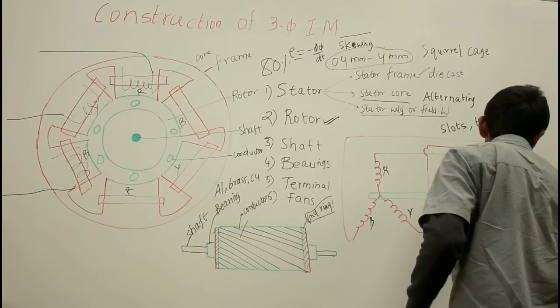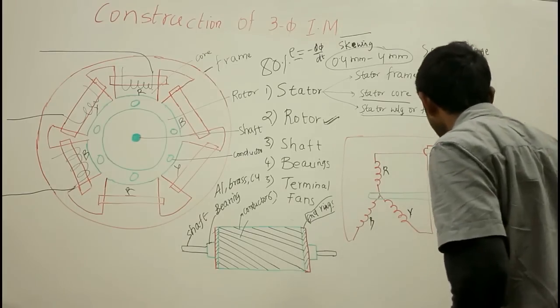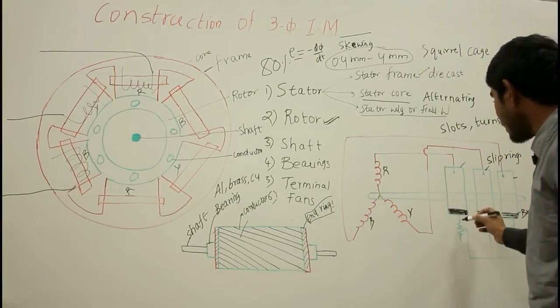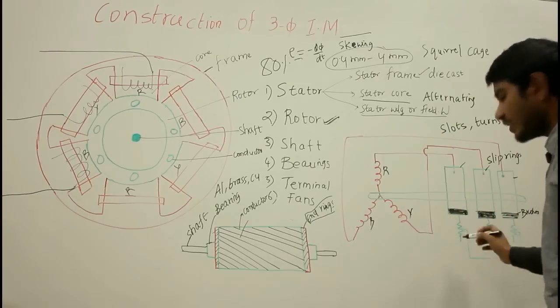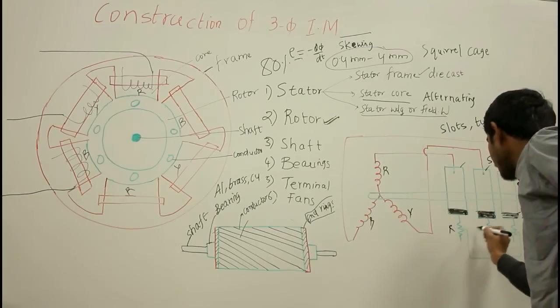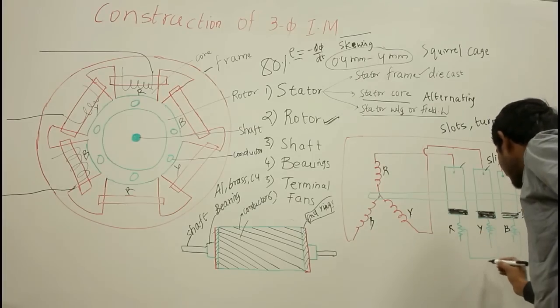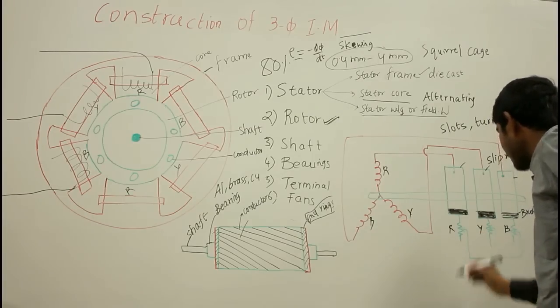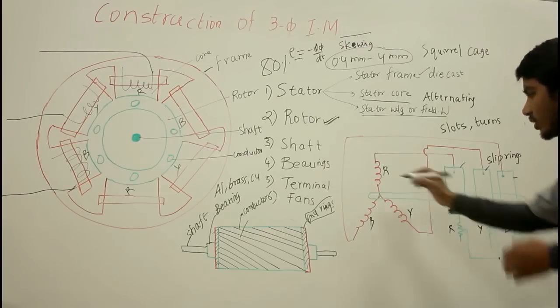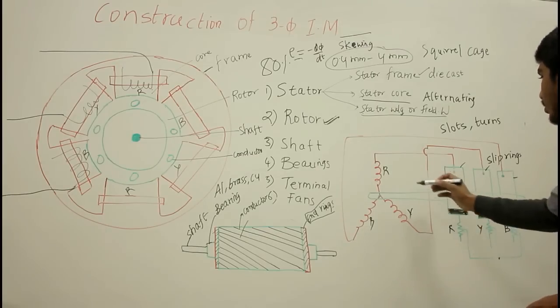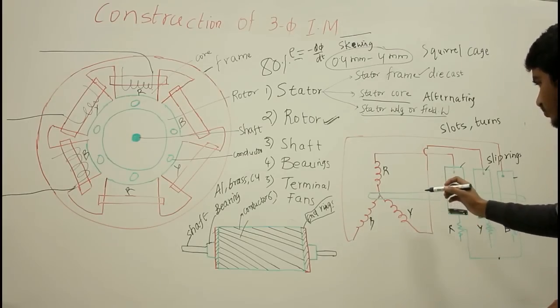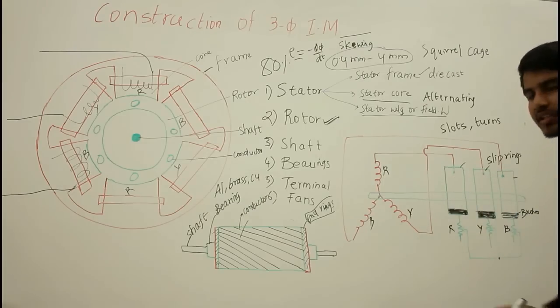Through these brushes, the power transmission can be done to and from the rotor, and externally three resistances are connected to these brushes, which are star connected. So the star connected brushes are connected to the rotor windings through this slip ring and brushes.